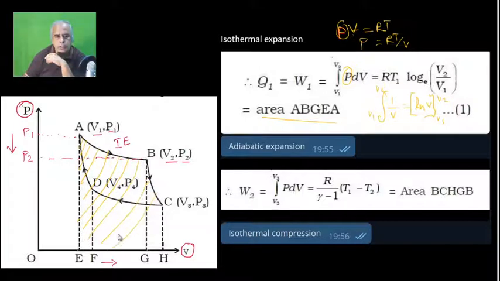So this is the work done during what? Isothermal expansion. Is it clear? Sai. Yes, sir. Right. Sir, only A, B, G, E, and A.